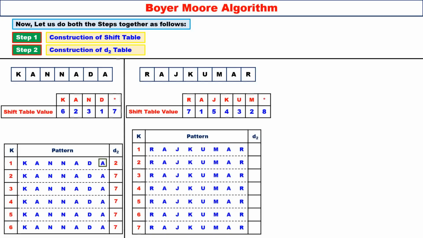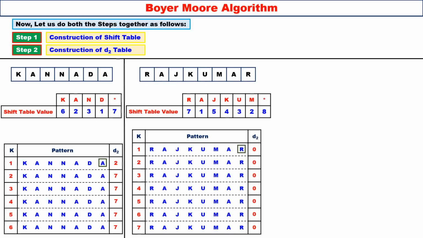Now D2 values. D2 should be initialized to 0. Next, K is equal to 1. The suffix is R. Search R from the right in the middle of the string. Now carefully understand, R may be found as a prefix, but we are not interested in prefix. We are interested only in the middle. So do we have any string R in the middle? No. So we can't do anything. AR in the middle? No. MAR? No. This also no. So step 1 is over.